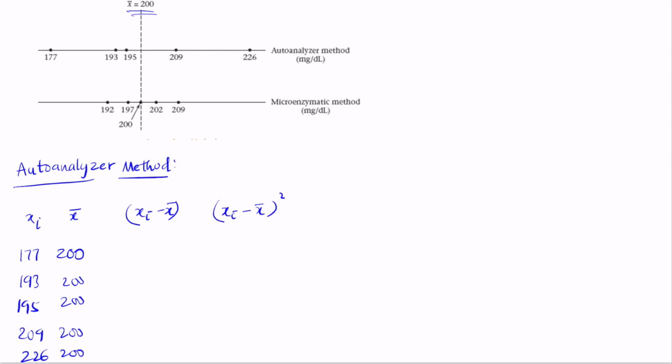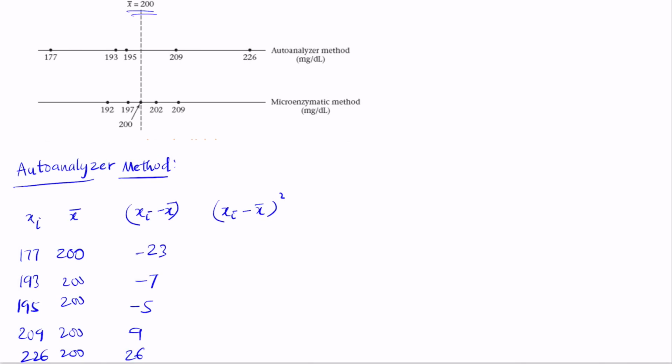So the first value of xi minus x bar is 177 minus 200, which gives you negative 23. 193 minus 200 is negative 7. 195 minus 200 is negative 5. 209 minus 200 is 9. 226 minus 200 is 26.